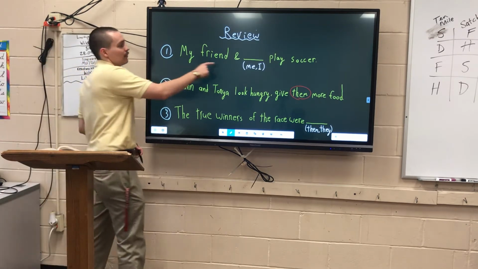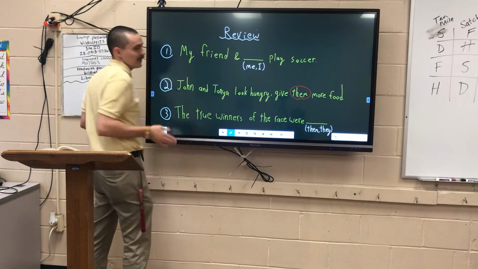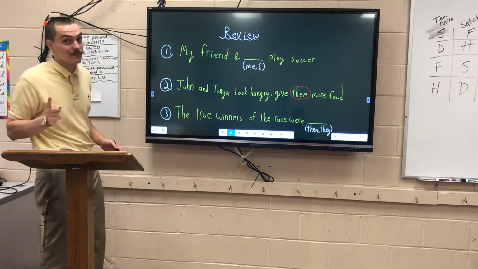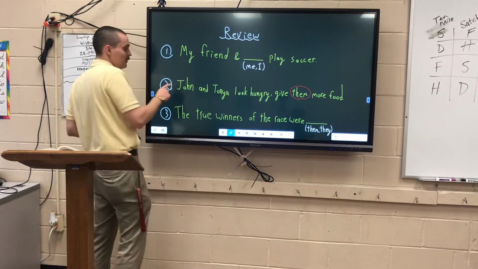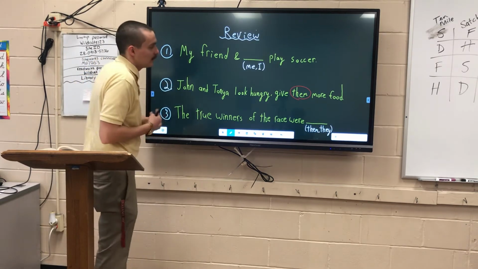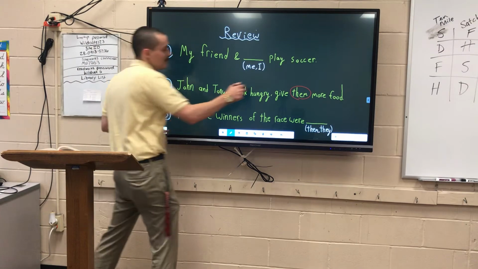Number 1 is simple. Pick between me and I in this sentence. You may have seen this before. That's because it's the same number 1 as before, but I want to make sure you're paying attention. 2 and 3 are different though. In 2, it says, John and Tanya look hungry. Give them more food. Notice that them is circled.